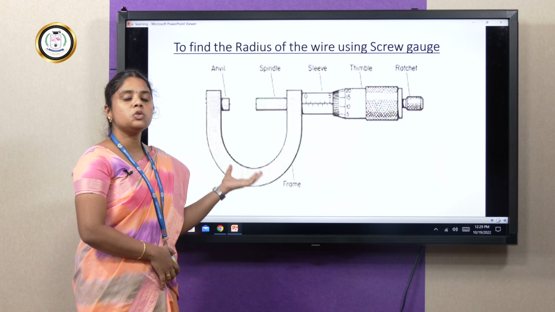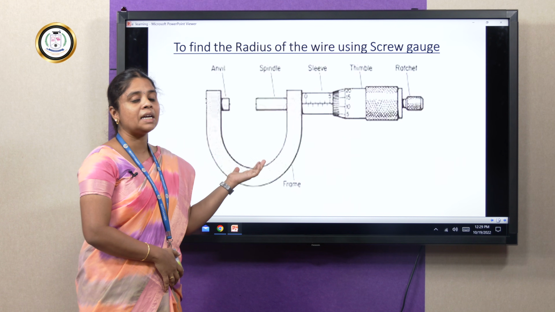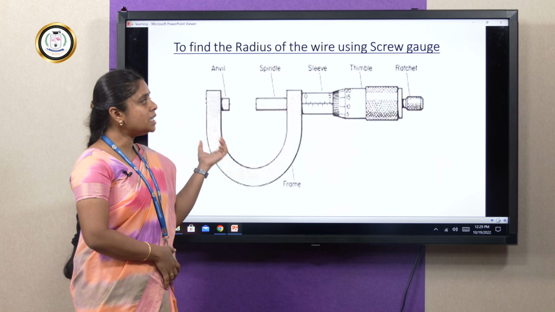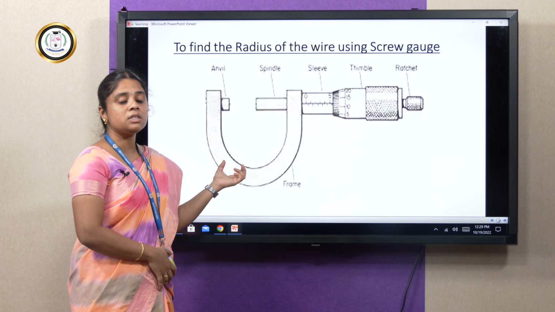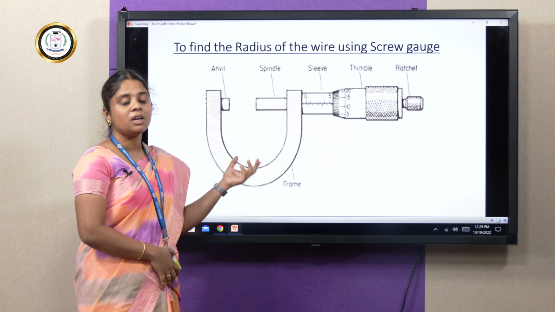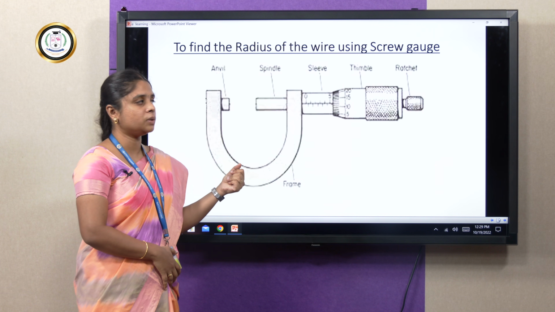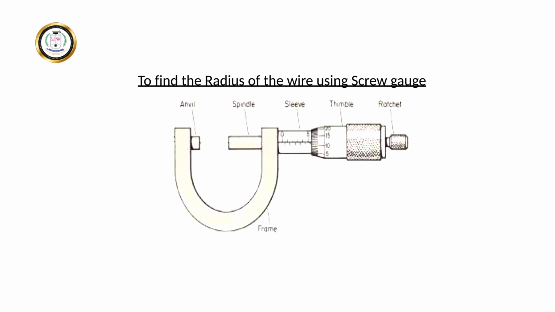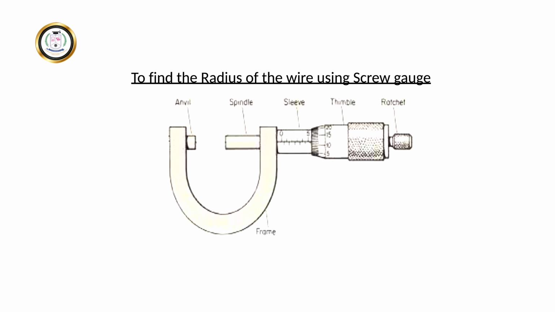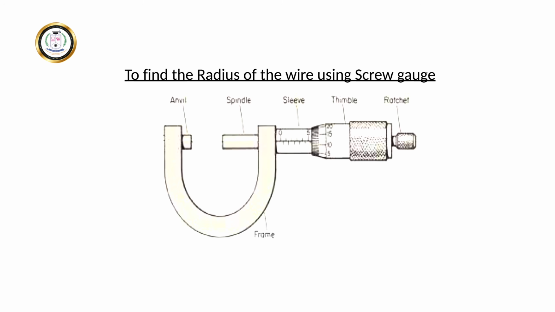A screw gauge is an instrument which is used to measure the radius of any object. The least count for the screw gauge is 0.01 millimeter, whereas the least count is the minimum value this instrument can measure. As you can see here, the screw gauge has two scales. One is a pitch scale reading and another one is a head scale reading.